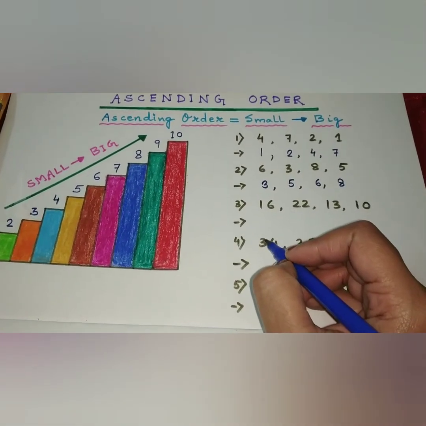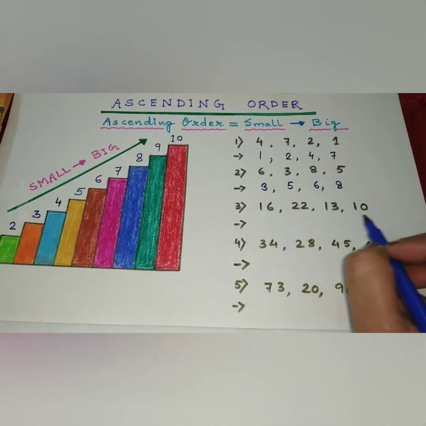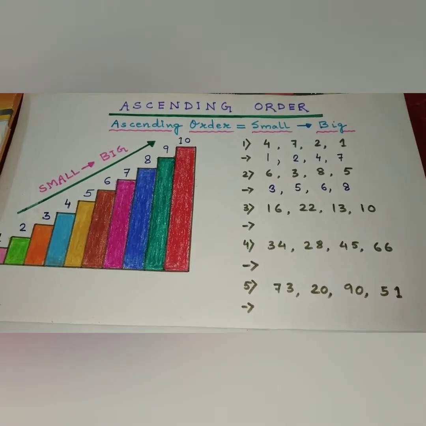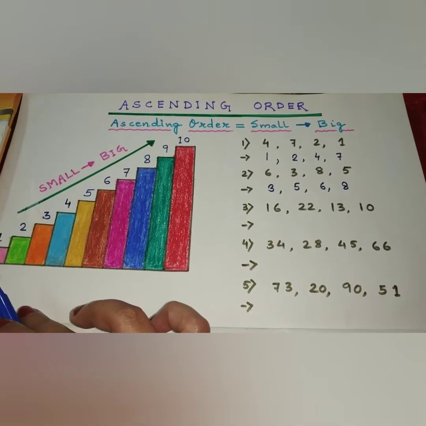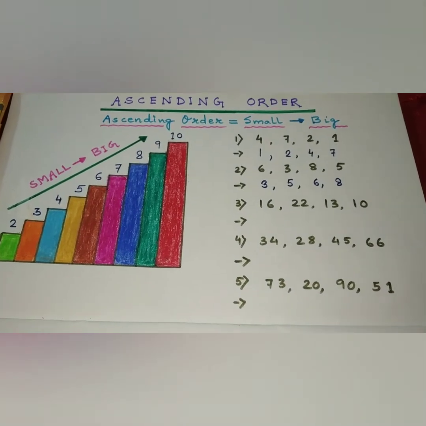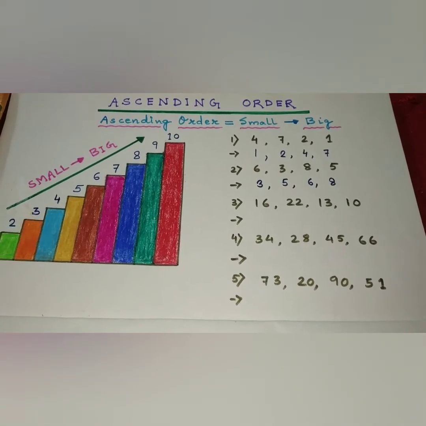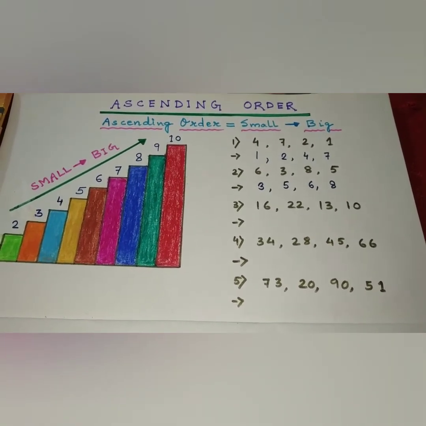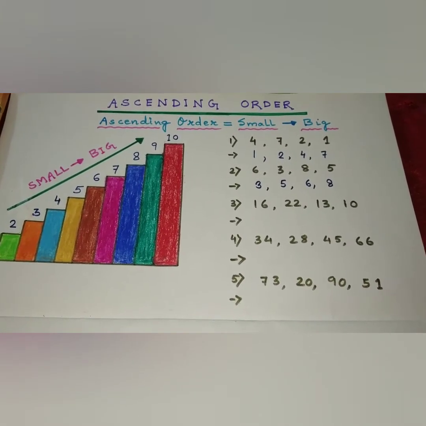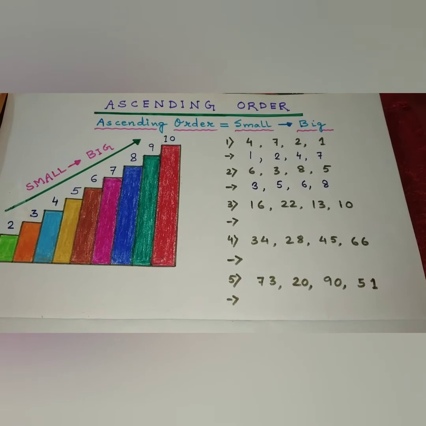Now example number 3. 16, 22, 13 and 10. Now students, you will be thinking, in this chart which I have drawn, the numbers are showing from 1 to 10. But in example number 3, I have given here numbers 16, 13, 22. So how will you solve it? Now let me help you understand a trick how you will do ascending order with 2-digit numbers.